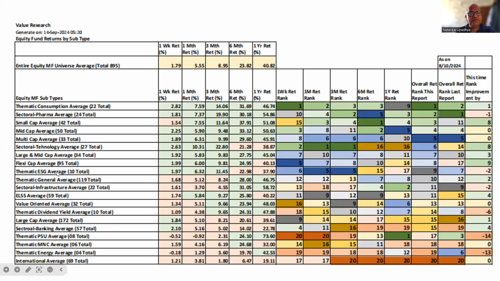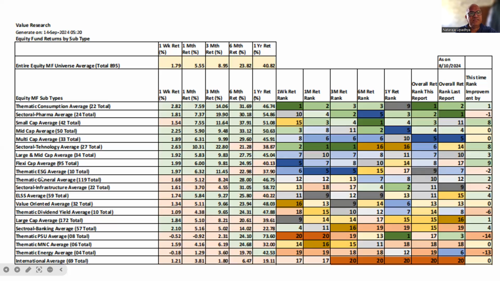Next is ESG funds. ESG funds are green when it comes to week, month, and 3 months, but red when it comes to 6 months and 1 year. Overall ranking is 9. It used to be 7. So there is a slippage by 2 points.